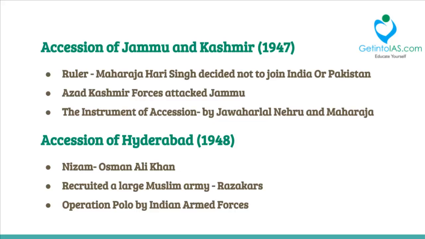He got very frightened, and finally he came to negotiations with India, and the famous Instrument of Accession was signed by Jawaharlal Nehru and the Maharaja. By this deal, Maharaja Hari Singh agreed to accede to the dominion of India. That is the history of Jammu and Kashmir, and the problems are still going on now with the boundary disputes. So the year is important, 1947, Instrument of Accession by Nehru and the Maharaja.